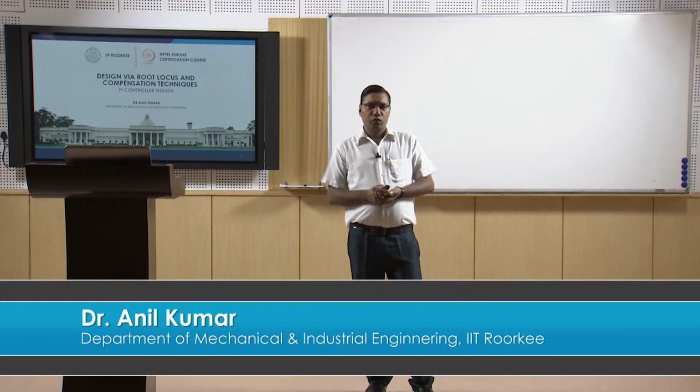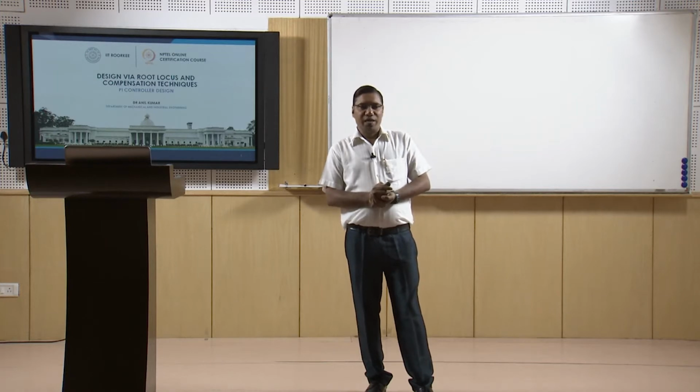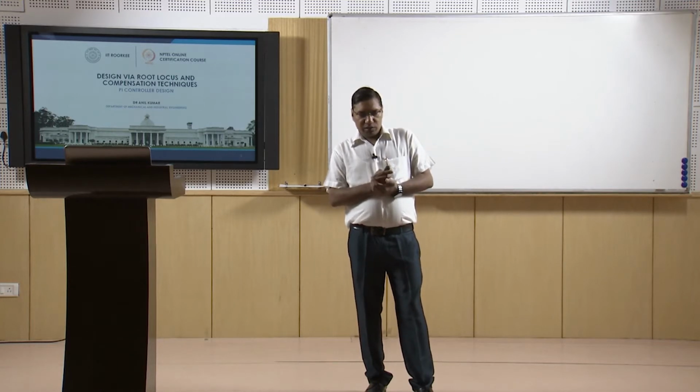So, welcome to the lecture on design via root locus and compensation techniques. In the previous lectures we have discussed how to sketch a root locus, and we saw that root locus is the movement of closed loop poles when the gain is varied. So, it is a graphical technique. Root locus is a graphical technique that displays both the transient response and stability information.